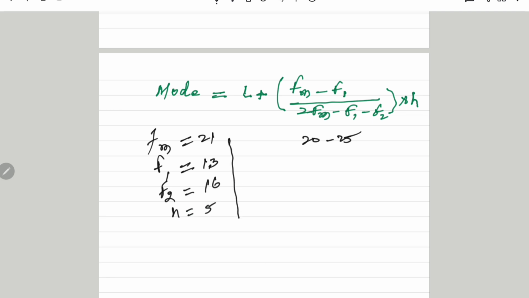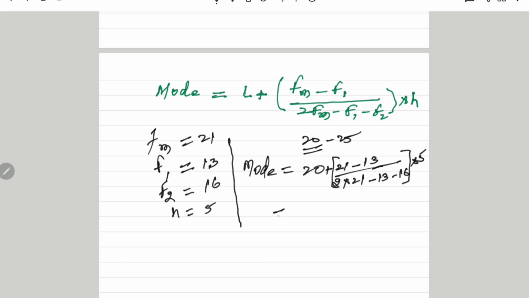H is 5. And therefore substituting all these values, we get the value of mode as: the lower limit of this class is 20, plus Fm 21 minus 13, divided by 2 times Fm minus F1 minus F2, into H. H is 5, and therefore simplifying it, we get 20 as it is plus 21 minus 13, we get 8, over 2 into 21, that is 42, minus 29, we get that value as 13, and into 5.